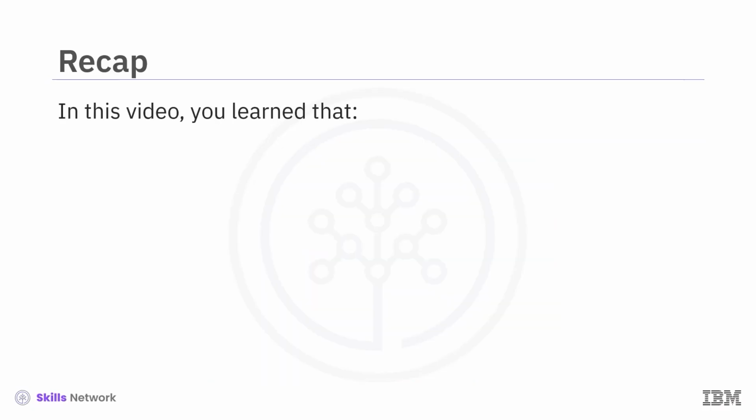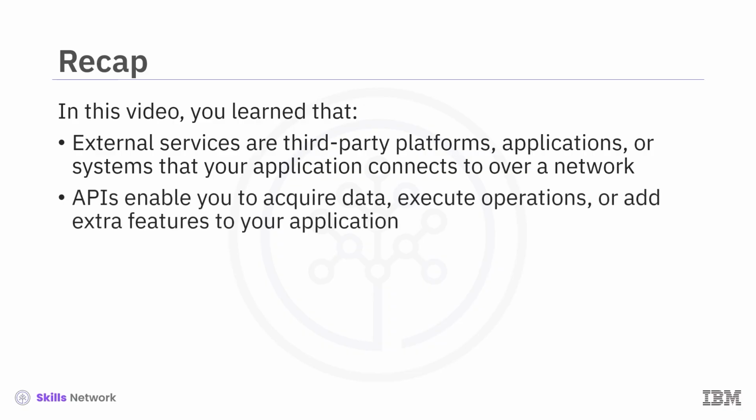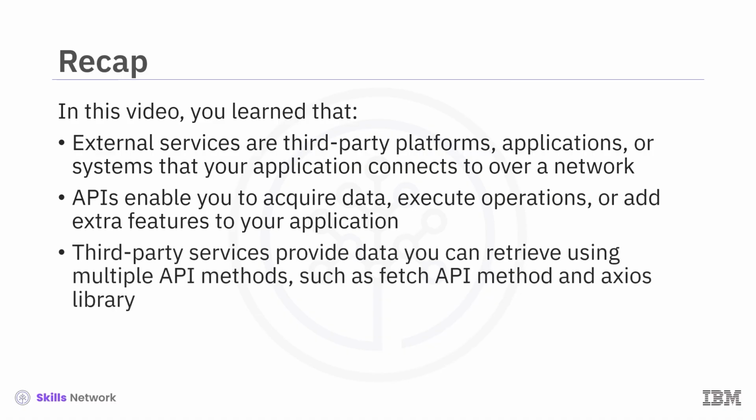In this video, you learned that external services are third-party platforms, applications, or systems that your application connects to over a network. APIs enable you to acquire data, execute operations, or add extra features to your application. Third-party services provide data you can retrieve using multiple API methods, such as Fetch API method and Axios library.